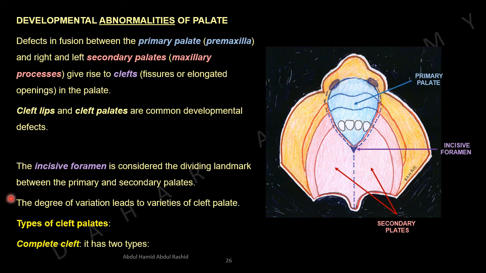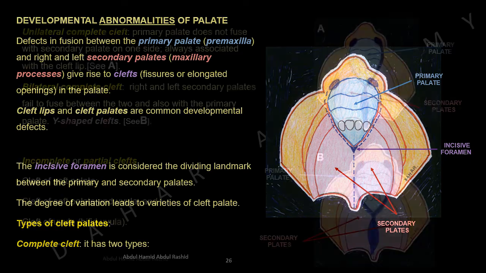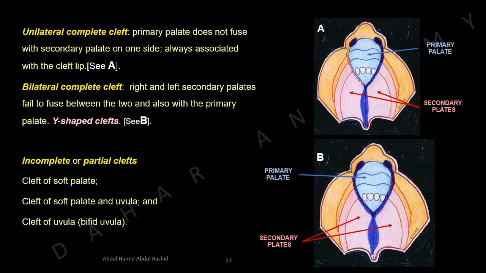Types of cleft palates. Complete cleft. It has 2 types. Unilateral complete cleft, that is, complete cleft on one side. The primary palate fails to fuse with the secondary palate on one side, always associated with cleft lip.